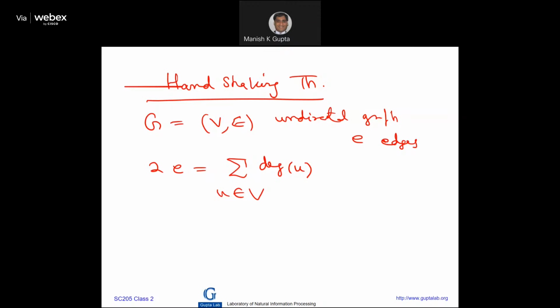Can you tell me why? Because each edge connects two vertices, right? So everything will give you twice, right? So basically when you sum, 2 times the number of edges is equal to the sum of all the degrees, right? It's a very straightforward thing. Okay. So this is the handshaking theorem, okay?